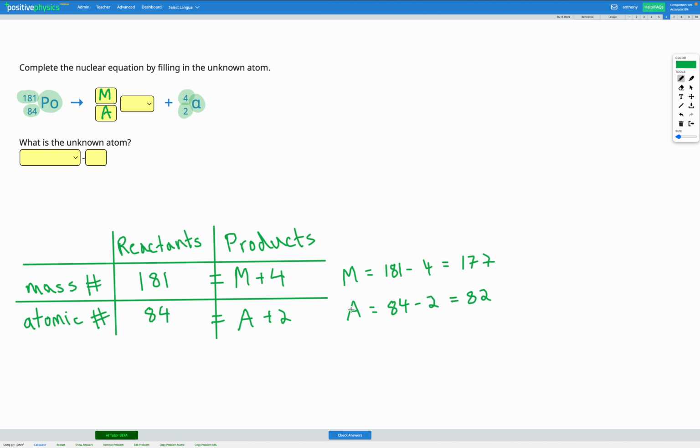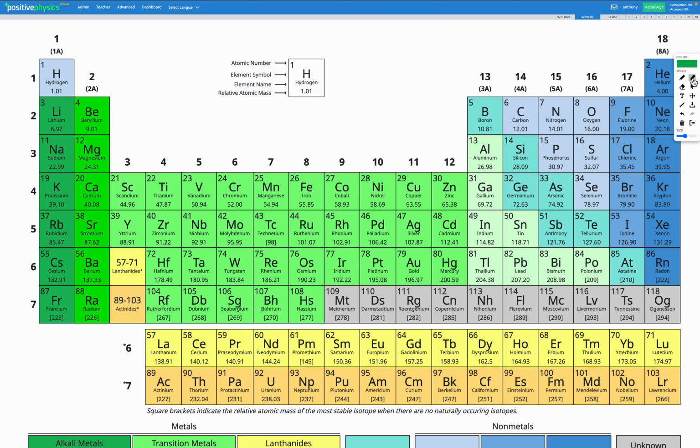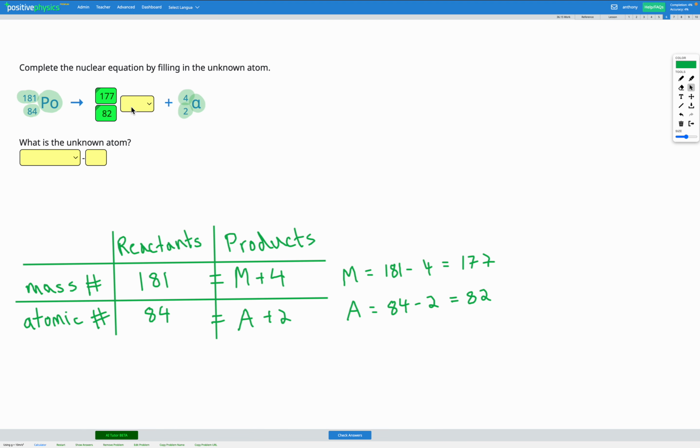So I found my atomic number and mass number of my unknown nucleus. So we can fill those in here. We had 82 for our atomic number and 177 for our mass number. Next, we need to figure out what is the symbol and name of our nucleus. So the atomic number is 82. Let's head to our reference sheet. Here's the periodic table, and we're looking for the element with atomic number 82. And here it is. It's lead, which has a symbol Pb. So we know this is going to be lead.